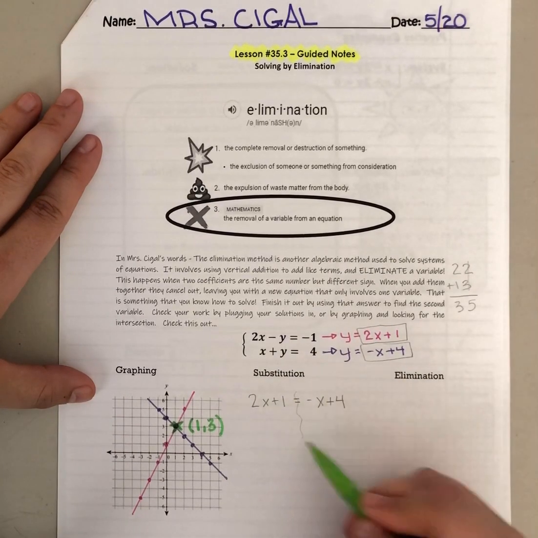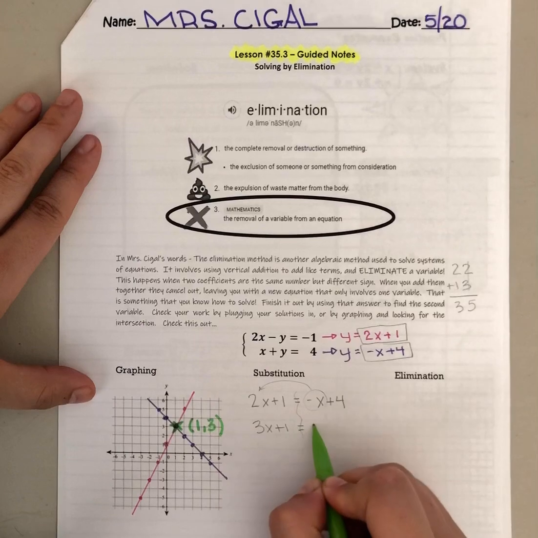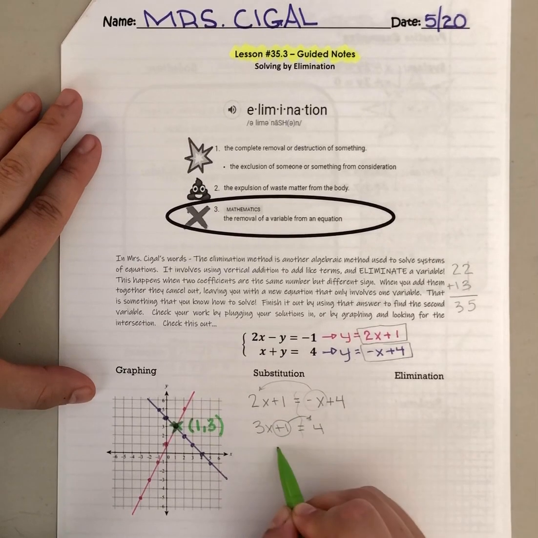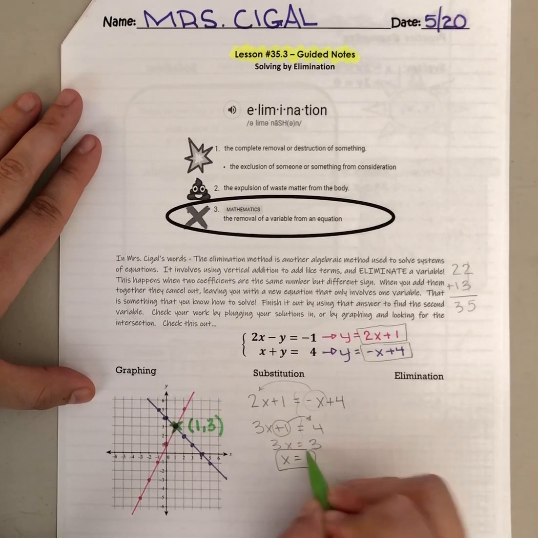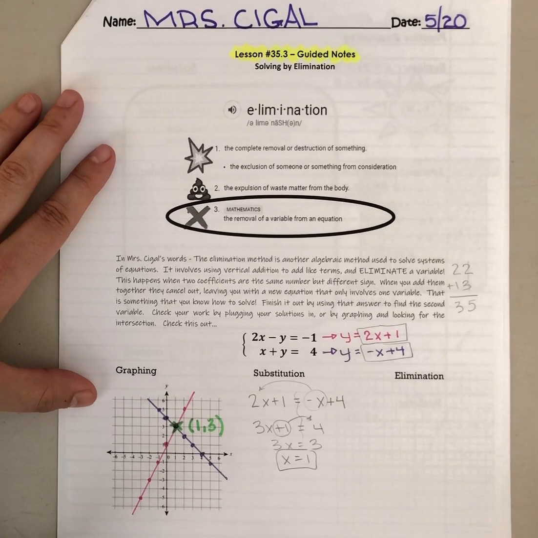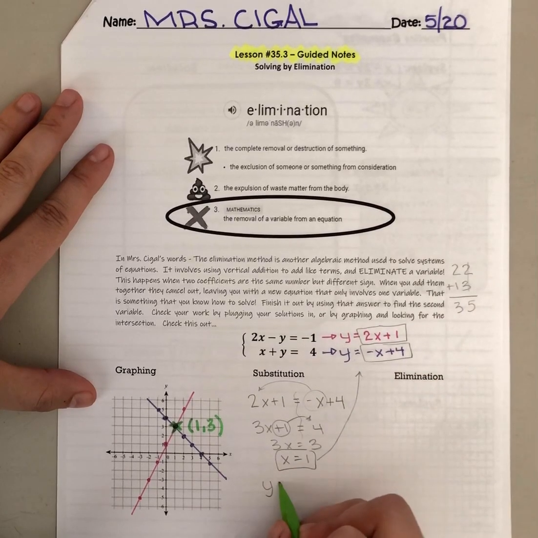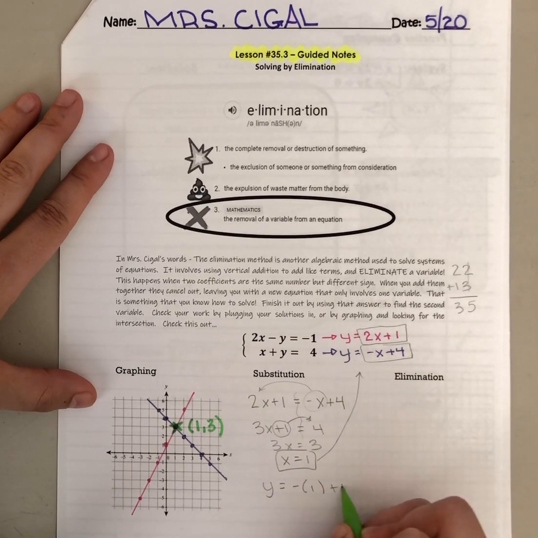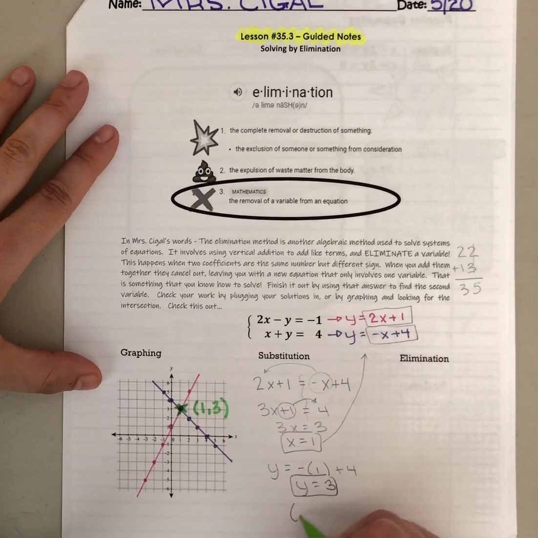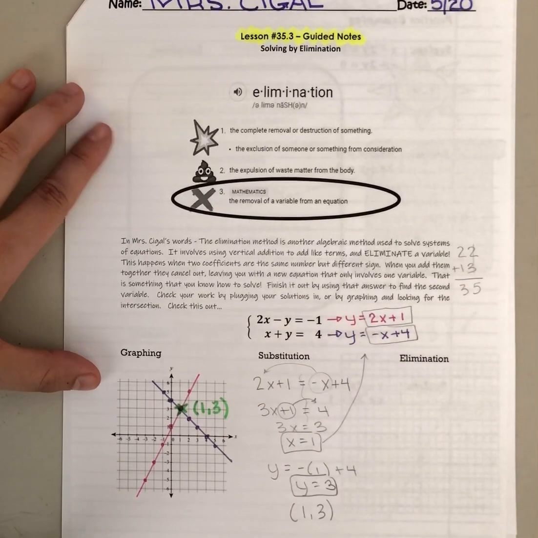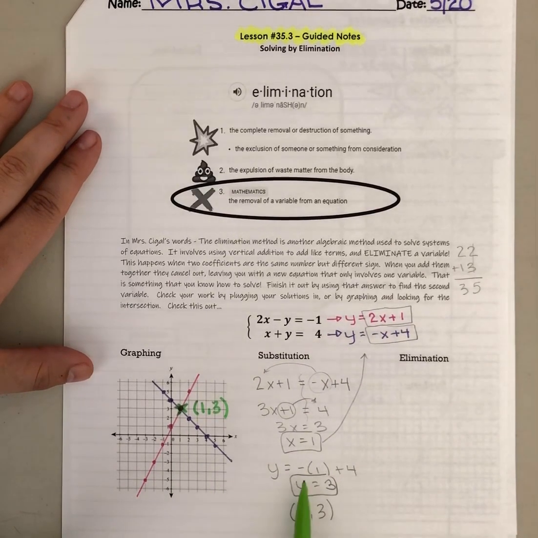And we would solve. Separate it down the middle, move my variables to the left, move my constant to the right, divide by 3, and then we would just need to plug that back into one of the equations. So maybe into this one. So I would have y equals negative our x value plus 4. So y equals 3. So my ordered pair would be 1 and 3, which is the same thing we got when we graphed.